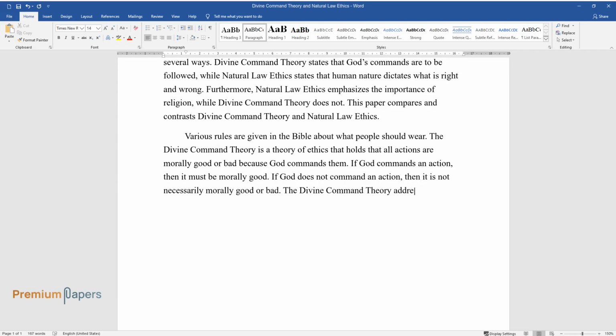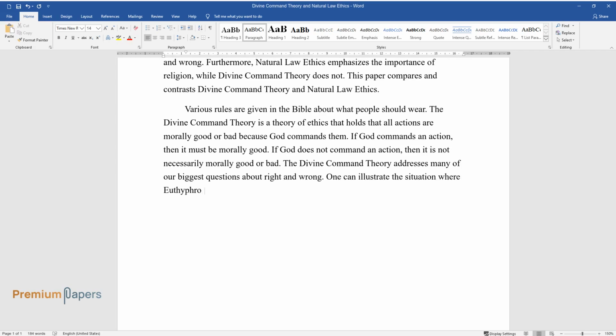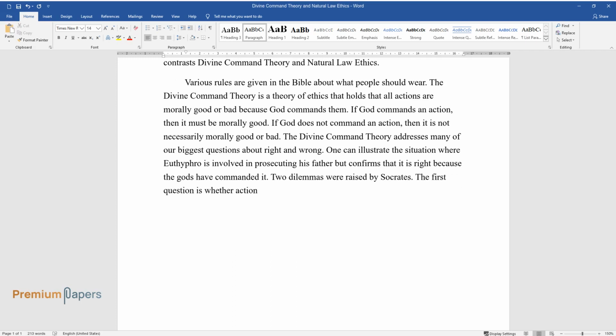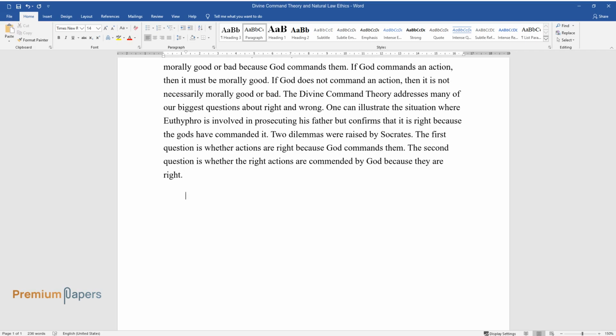The divine command theory addresses many of our biggest questions about right and wrong. One can illustrate the situation where Euthyphro is involved in prosecuting his father but confirms that it is right because the gods have commanded it. Two dilemmas were raised by Socrates. The first question is whether actions are right because God commands them. The second question is whether the right actions are commended by God because they are right.